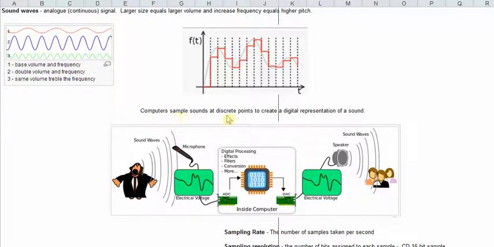Computers sample sound at discrete points to create a digital representation of sound. So we have the continuous analog signal here, and then we have the computer sample with time going across this way. We take samples at intervals and we create a representation. We lose a lot of the data in between these samples, and if we increase the sample rate we take more measurement points, and therefore we get a better representation.